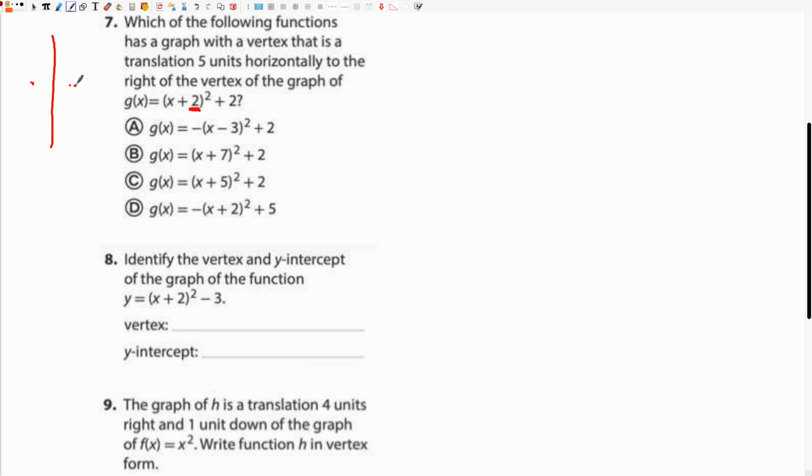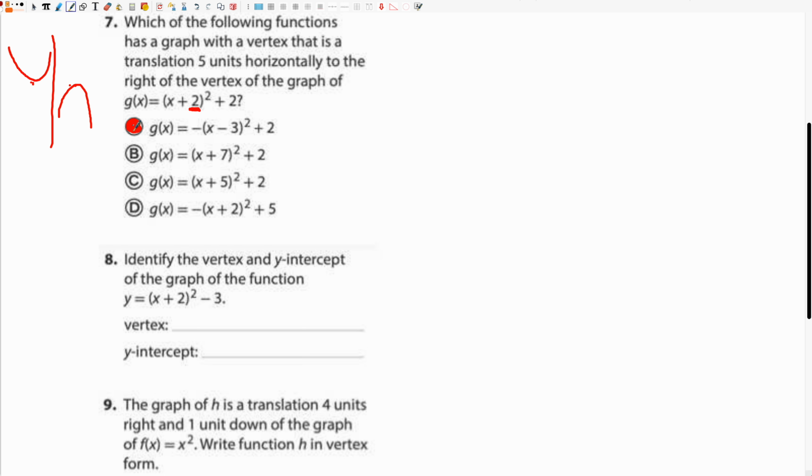What Dane is saying is this one has a positive a value, so this one would have this, and this one would be like this. The vertex is still 5 to the right. We're not talking about the shape of the graph or anything else. We're just talking about where the vertex is, the axis of symmetry. So yes, it's gotta be A.